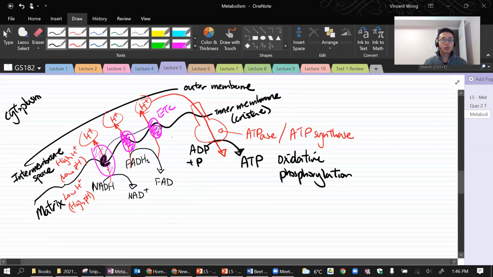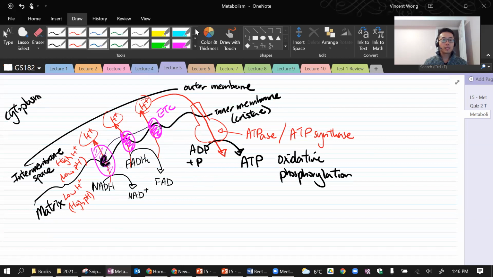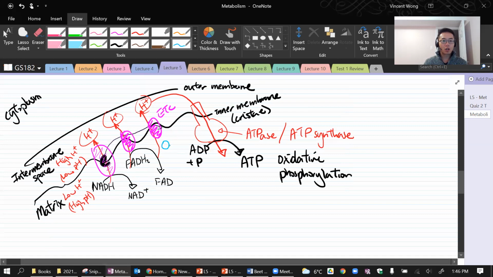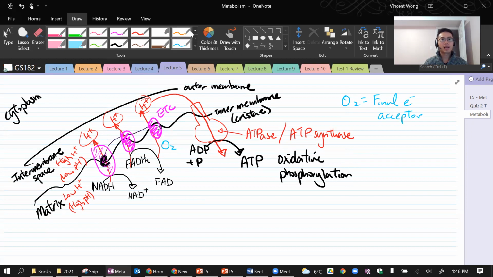Now, there is also one final piece to this puzzle. There is the involvement of oxygen. Oxygen is called the final electron acceptor. Its job is to pull the electron from the last protein so that the next electron can slide down.